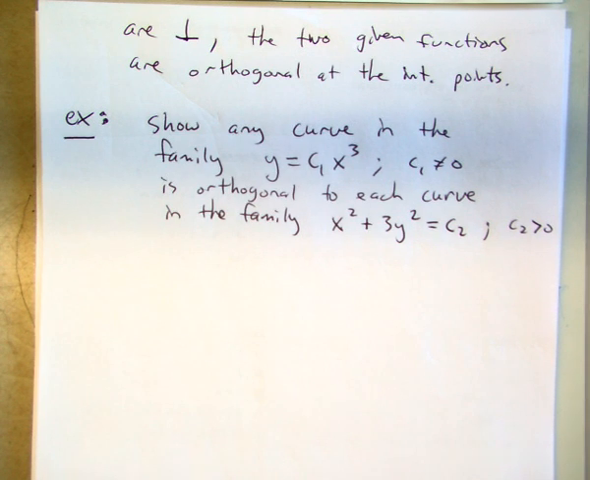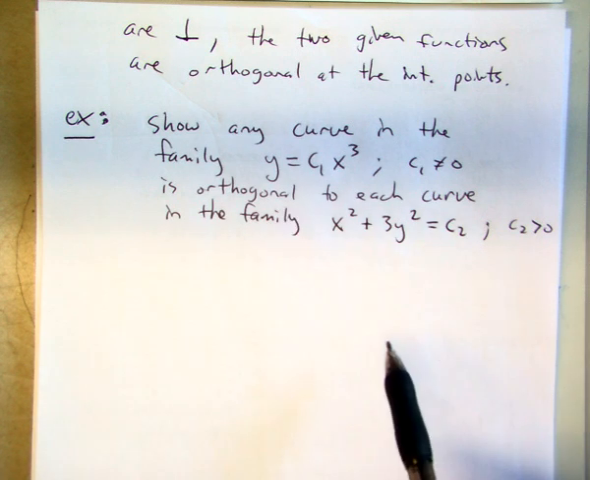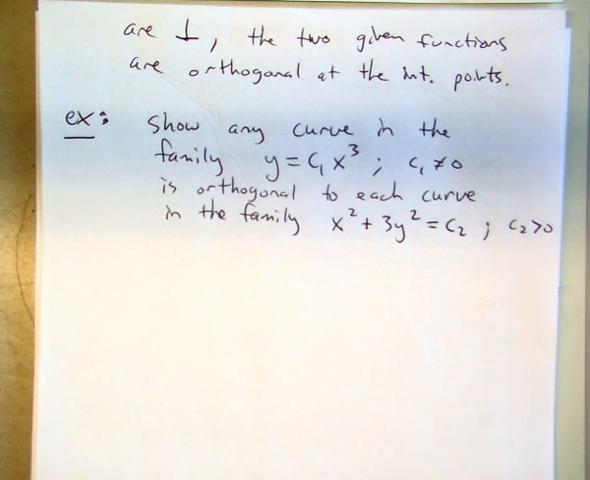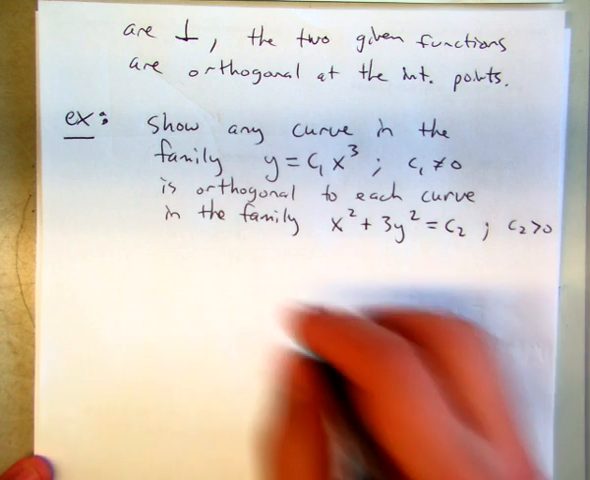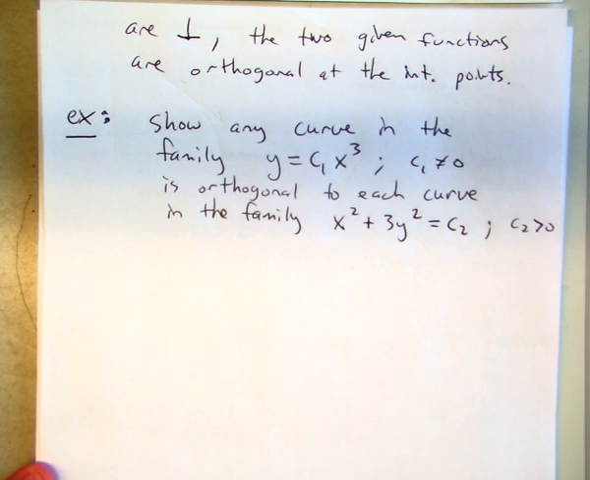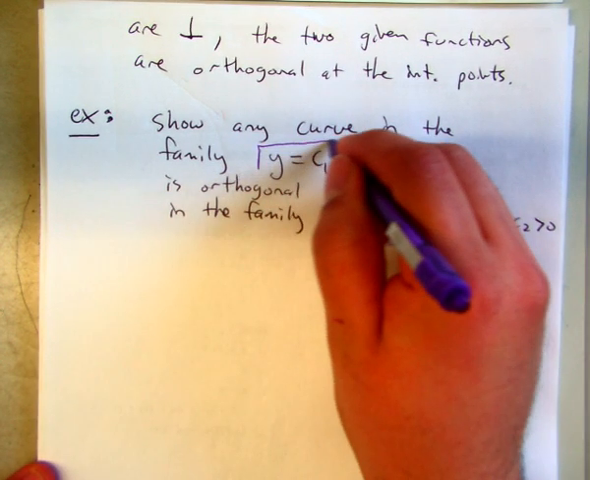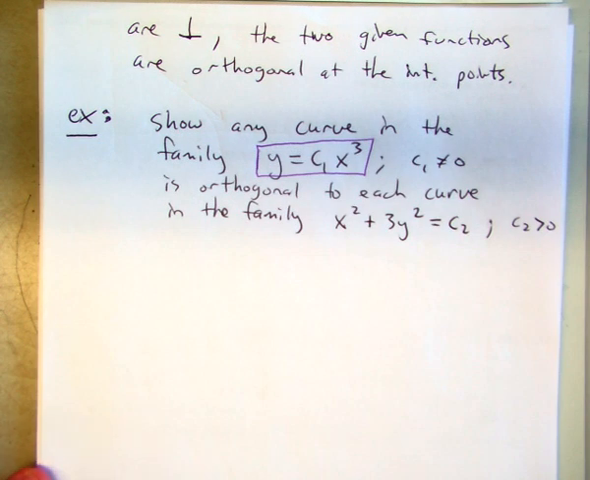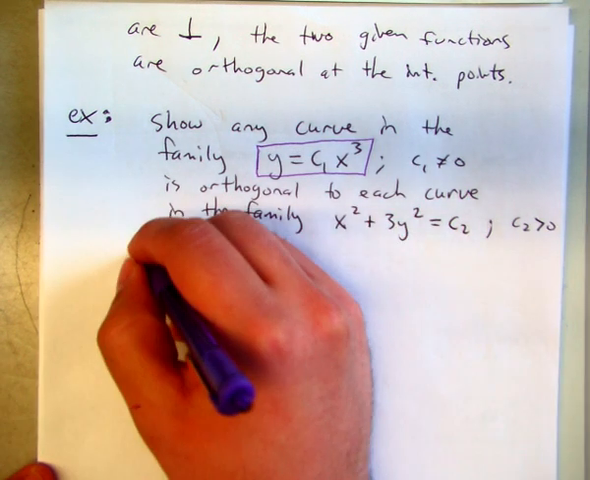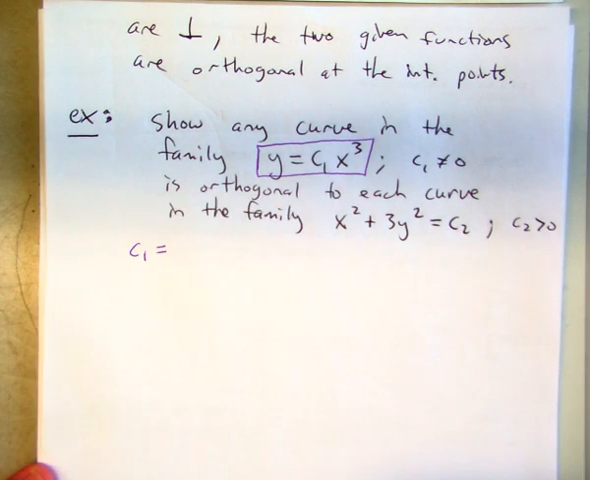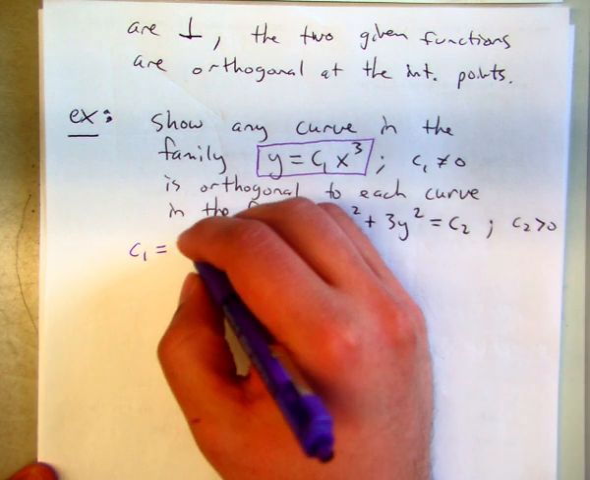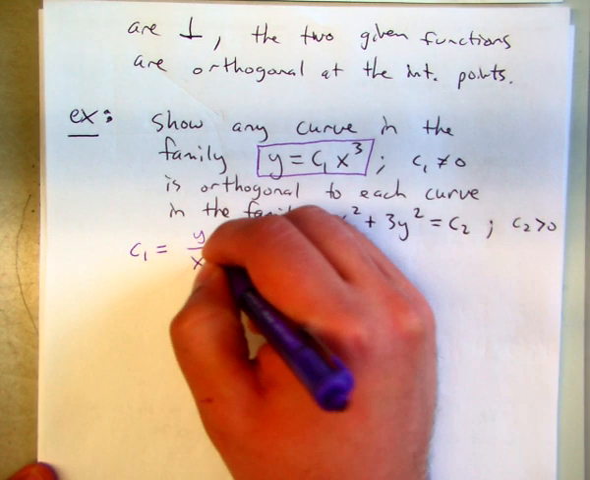Let's go ahead and differentiate both and see what dy dx looks like. If we know what dy dx looks like for the entire family, then that'll shed some light on how they're related to one another. So, let's start with this one. Our constant, c1, is equal to y over x cubed. We're going to use that later.